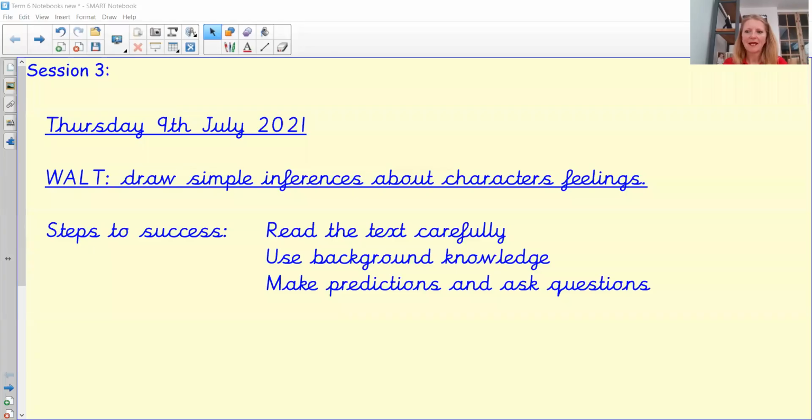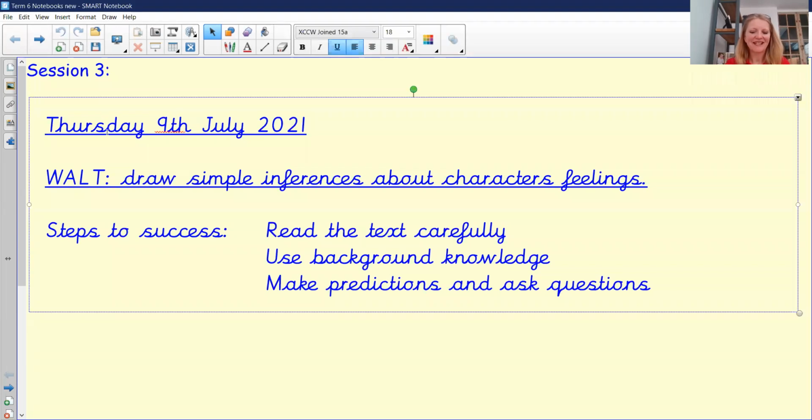Okay, I'm going to share my screen. Here it comes. Okay, so if you've got your book, you'd like to write the date and the W.A.L.T. And oh, just seeing what's wrong on here. It's not Thursday, is it? Today is Friday, the 9th of July. There we go. Sorry about that.